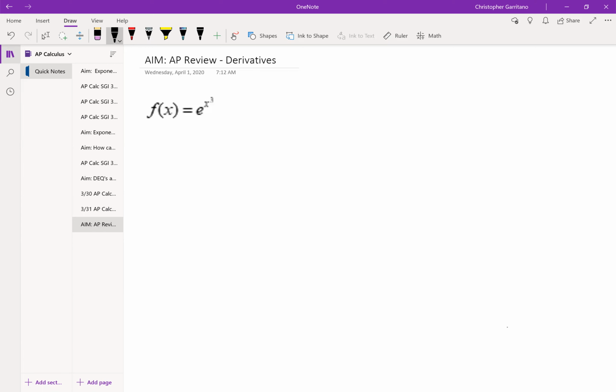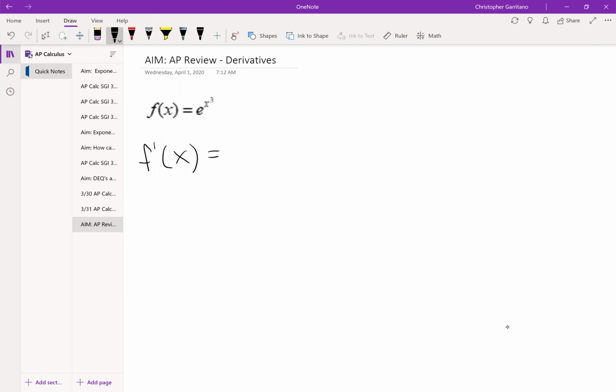So anyway, for the first few we're just given a function and we're looking to differentiate with respect to x. All right, so here we have f of x equal to e to the x cubed. To find the derivative, or in other words, to find f prime of x, we're going to need to use the chain rule because we have a composition of functions here.